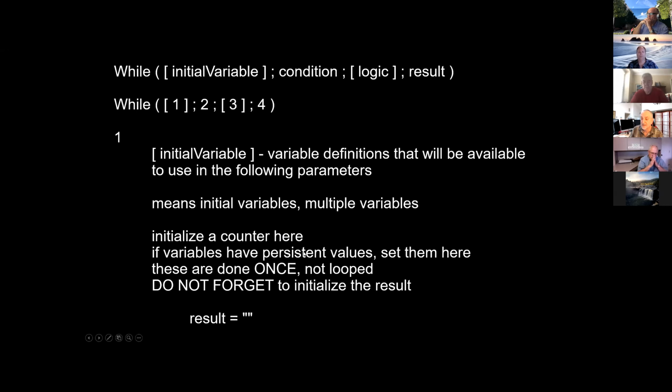If the variables have persistent values throughout the While function, you set them here inside the initial variable, or you can set them in a Let function outside of the While function above it. In other words, you could set your variables, your parameters, within one script step outside of the While function or within the initial variable, but set them here. They're done once, not looped. So the loop does not happen within the initial variable. The looping happens from the condition to the logic ending in the result. So the bulk of the looping happens in here.